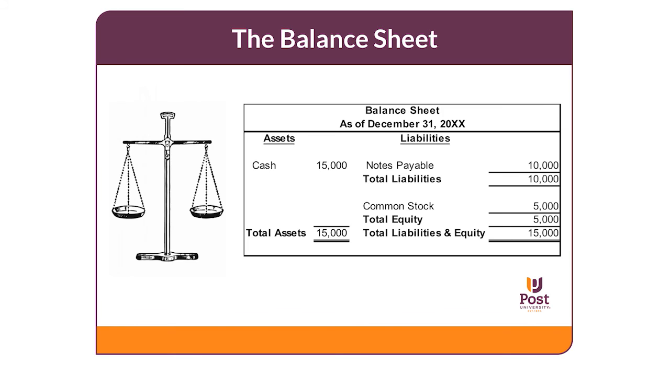Using the totals per account from the trial balance, we prepare our balance sheet showing cash of $15,000, notes payable of $10,000, and common stock of $5,000. Our simplified balance sheet should look like this. Total assets equals total liabilities plus total equity. $15,000 equals $15,000.